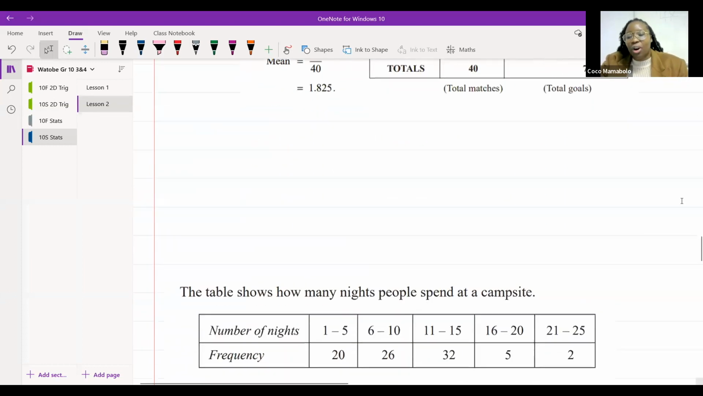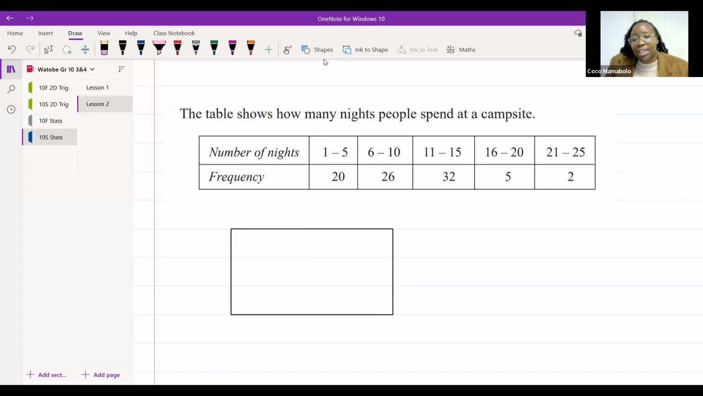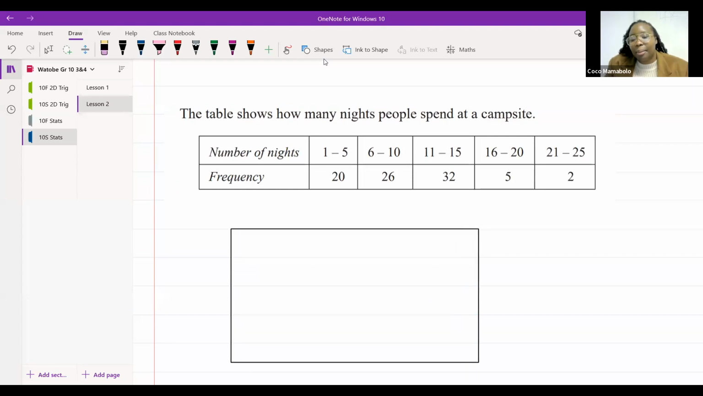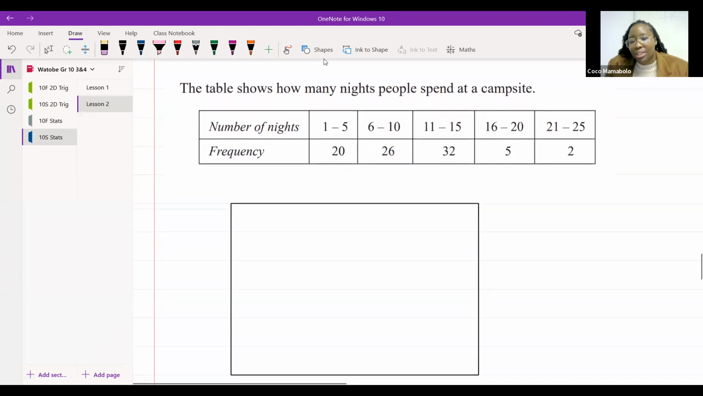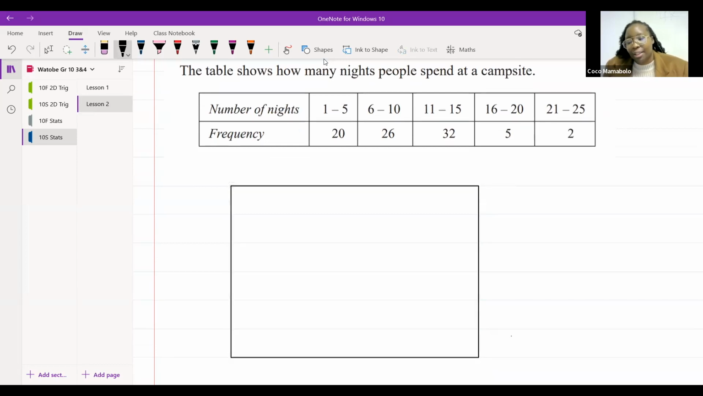All right, here's your own example for you guys to try. Now, the problem with this one is that these have intervals instead of numbers, right? We don't have full numbers like number of goals or something along those lines, right? So what we're going to have to do in this instance is find the midpoint, all right? So this table shows how many nights people spend at a campsite.